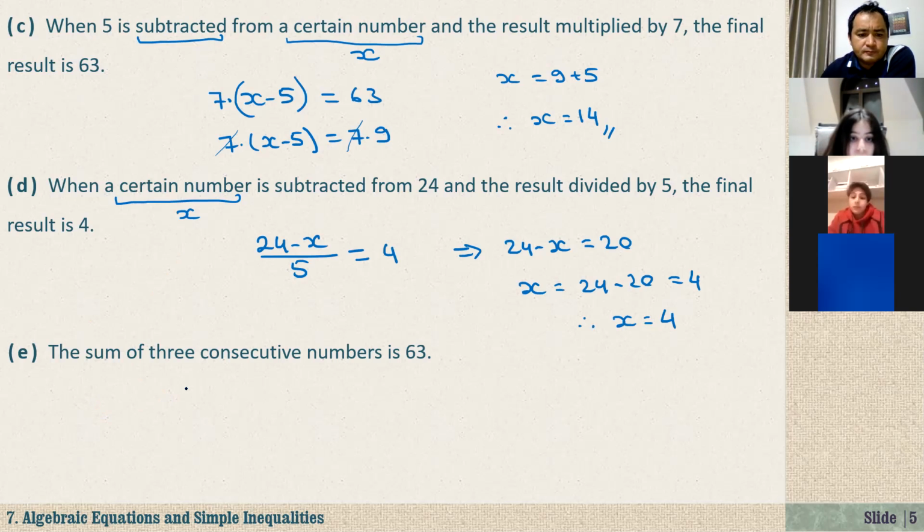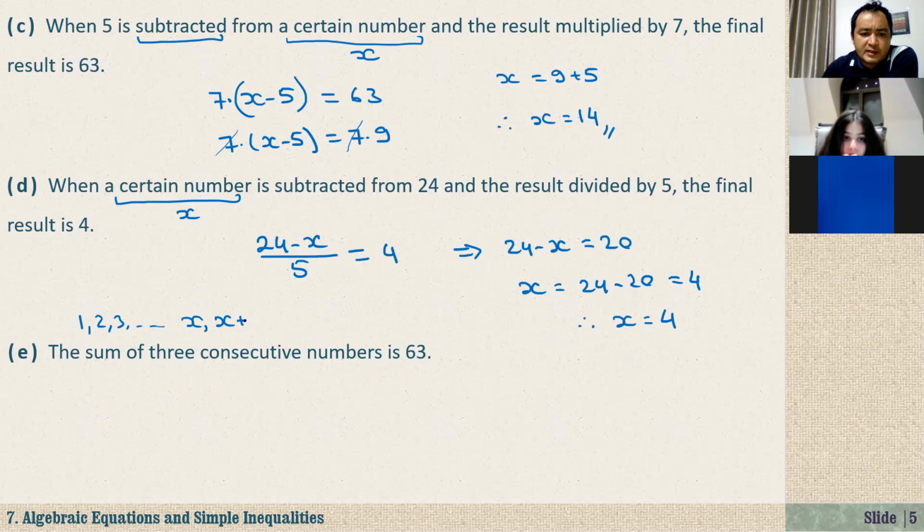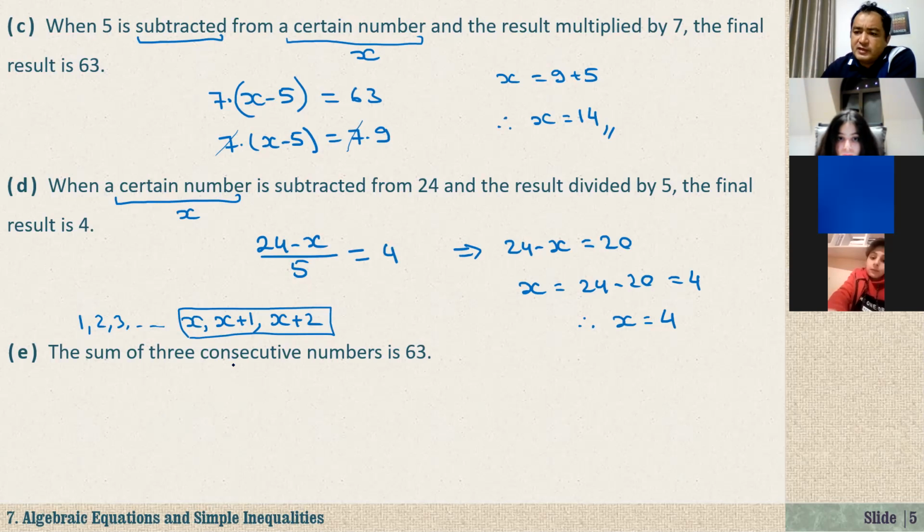The sum of three consecutive numbers is 63. So consecutive numbers, right? These are 1, 2, 3. If the first number is x, the second number should be x plus 1, and the next number should be x plus 2, right? We are not saying odd or even here. That's why the difference between these numbers is 1, because by just adding 1 we obtain the next term. So the sum of these numbers, right?